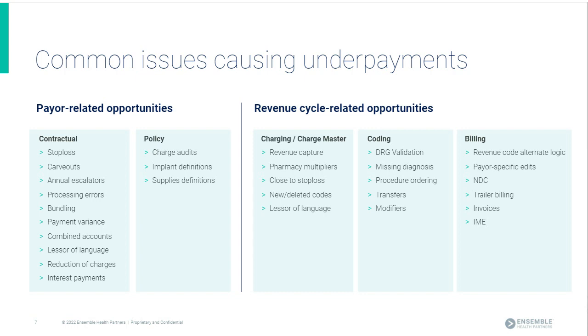In coding, are your DRGs being coded appropriately? Are we missing diagnoses? Is the order of the procedures on the bill correct? A lot of payers look at the order of the procedures, and it certainly impacts your reimbursement.